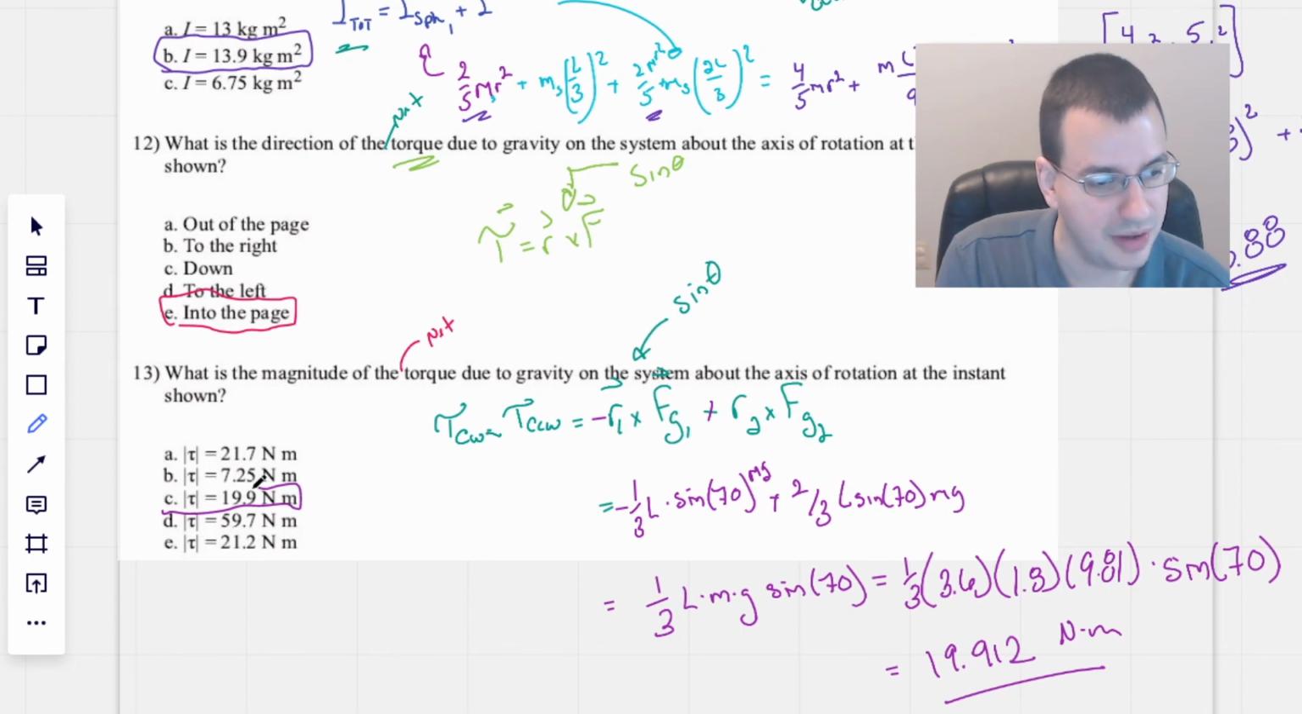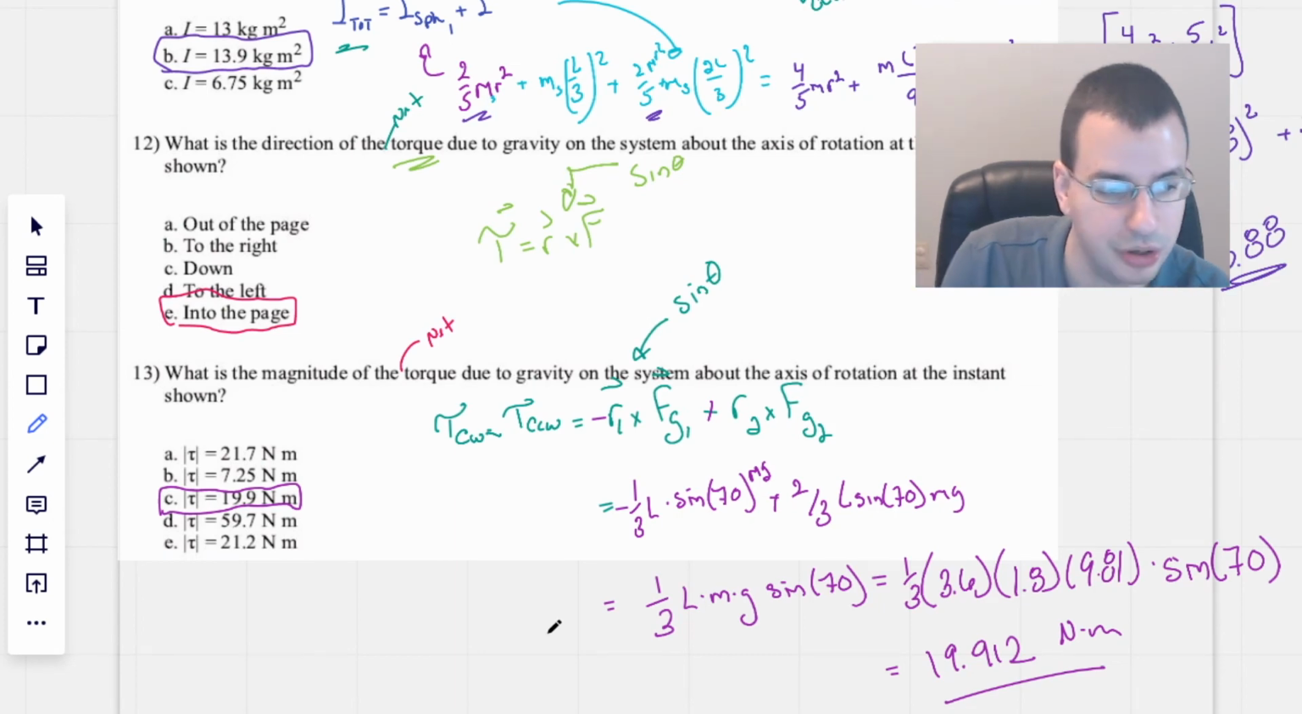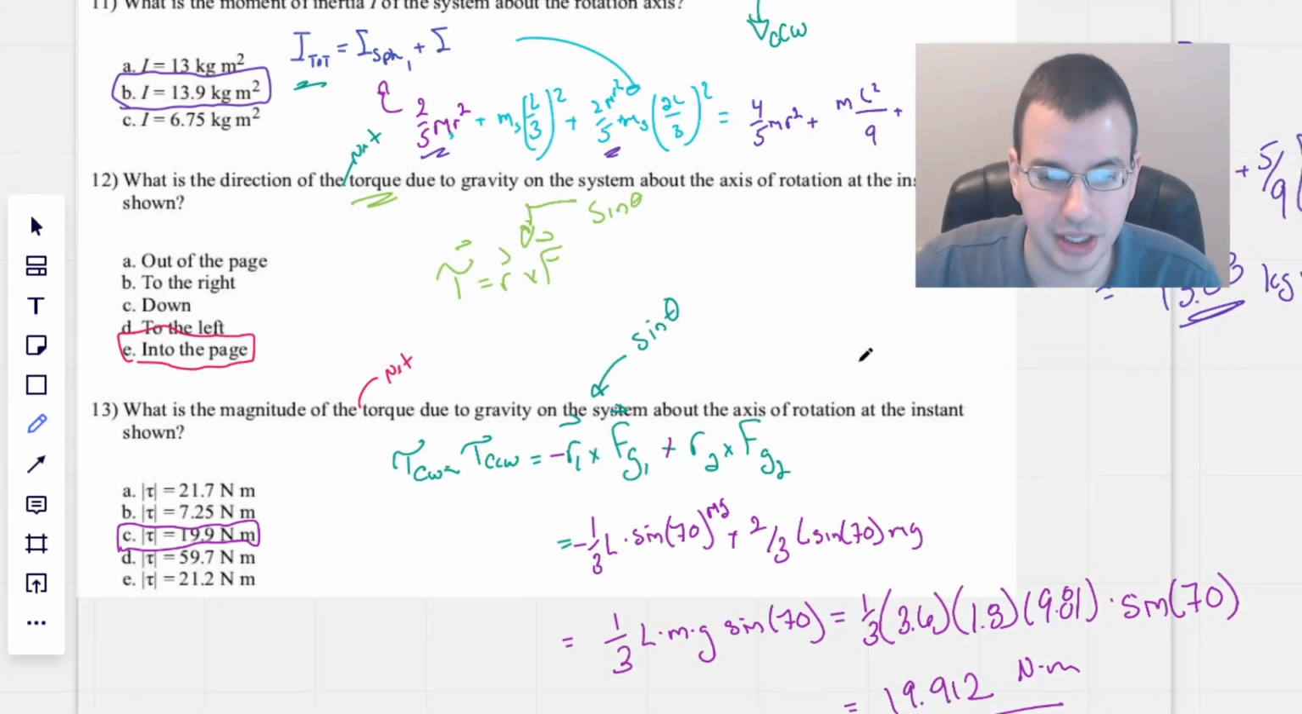They ask for the absolute value, so they don't care about the sign. The previous question was the sign. So: what is the magnitude of the torque due to gravity on the system about the axis of rotation the instant it is shown? Newton meters, right? And 19.9. Okay, so that is how we figure that out.